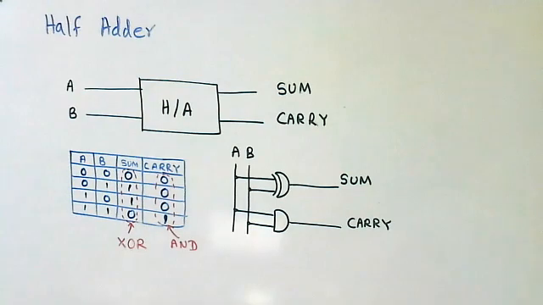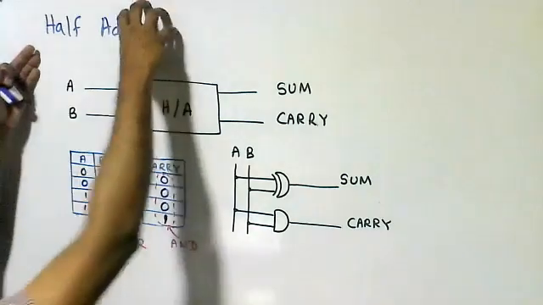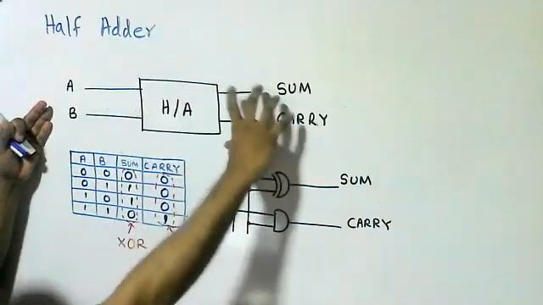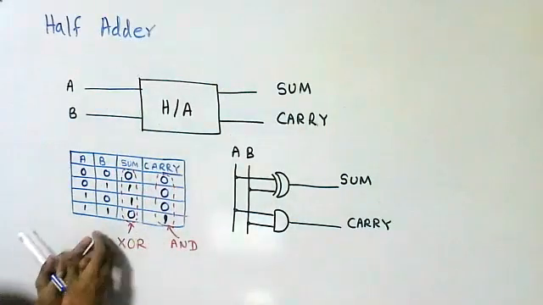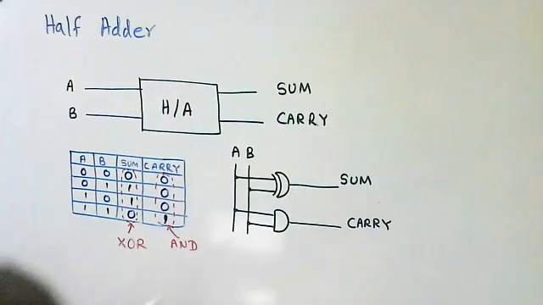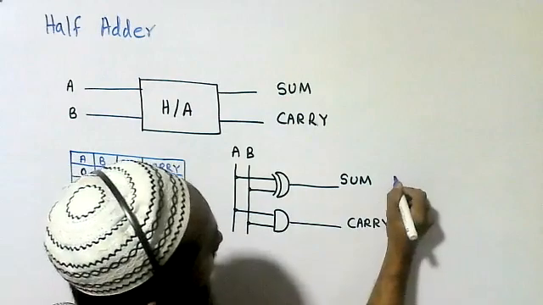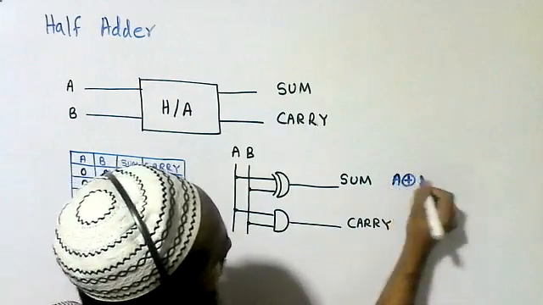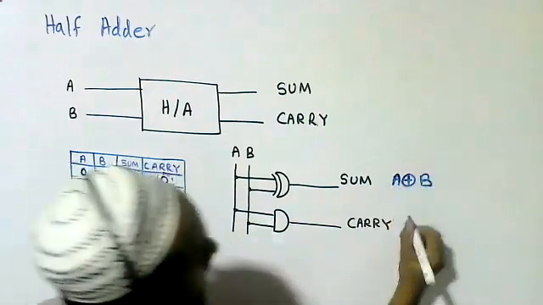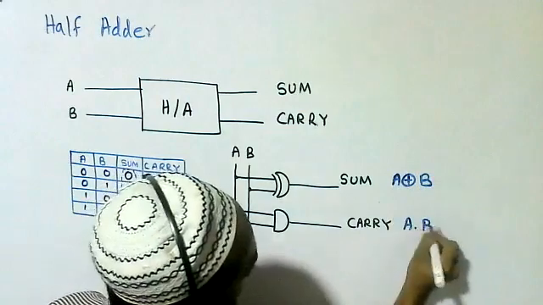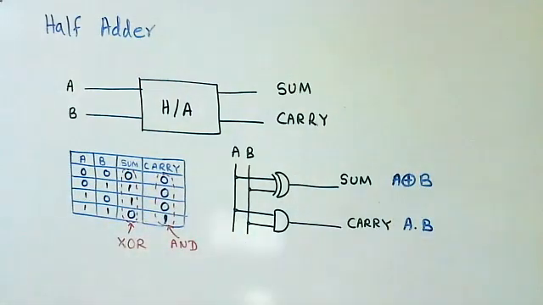Yes, sir. Just you need to remember half adder. The basic structure is like this, and this is the truth table, and this is the circuit. And even you can have the Boolean expressions for sum, A XOR B. For carry, A AND B. Right. That's all about half adder, students.